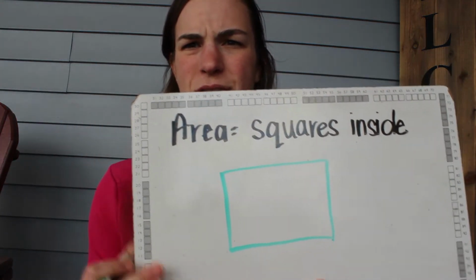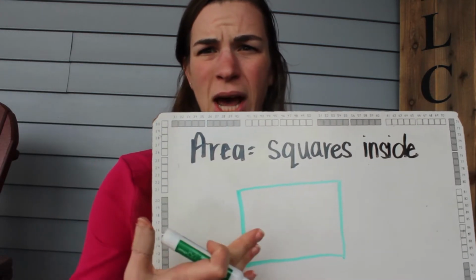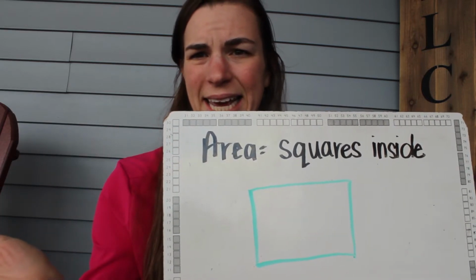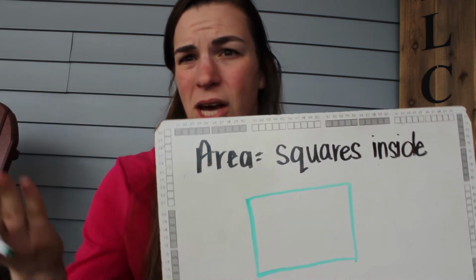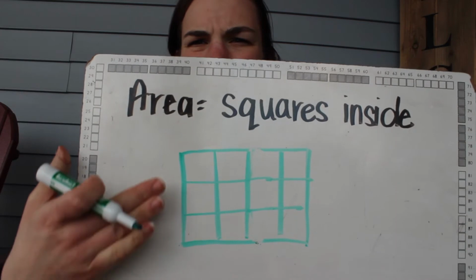So now I'm going to find the area, but I need to know a couple of things first. I don't see any squares in here, and I don't see anything that tells me how many. So I'm gonna just pick a number and I'm gonna make squares. I'm gonna divide it into squares. All right, so now I've divided this rectangle into squares. Next thing that I need to do is I need to count the squares.